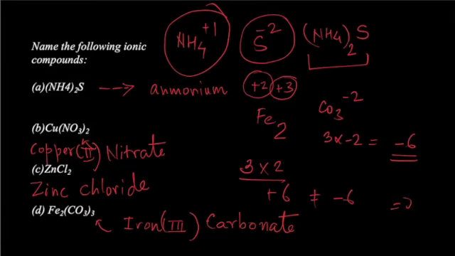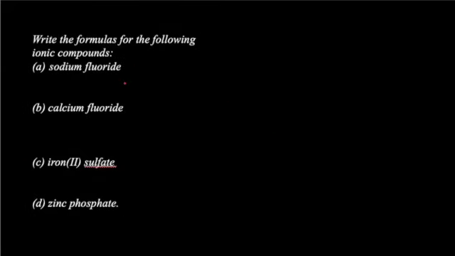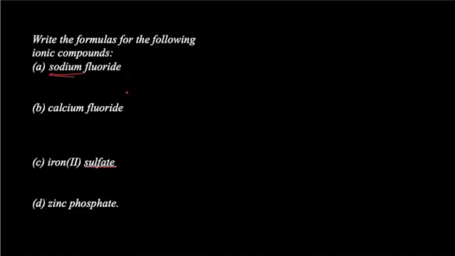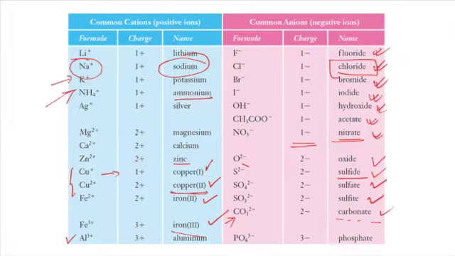So now we go the other way around. We have the name and we have to write the formula. Here we go. Sodium fluoride. First is our sodium cation. So we go to the list and find sodium, which is Na plus, with one charge. And then we look for the fluoride. Fluoride is F minus at the top.